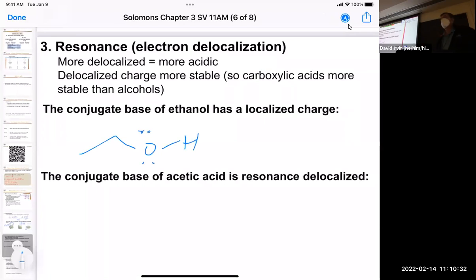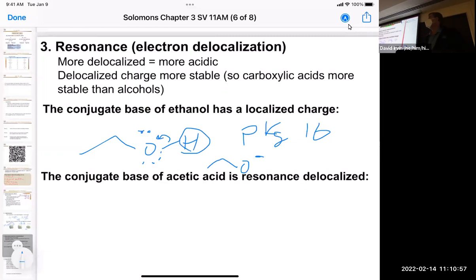So we have an oxygen, we have a hydrogen, we know that that has an acidic bond, and this has a pKa of, let's see, I think it's 16. 16, okay. So if we were to pull this hydrogen off, all of this electron density is going to stay on this oxygen. So we're going to have O minus. It stays all on one atom, okay?